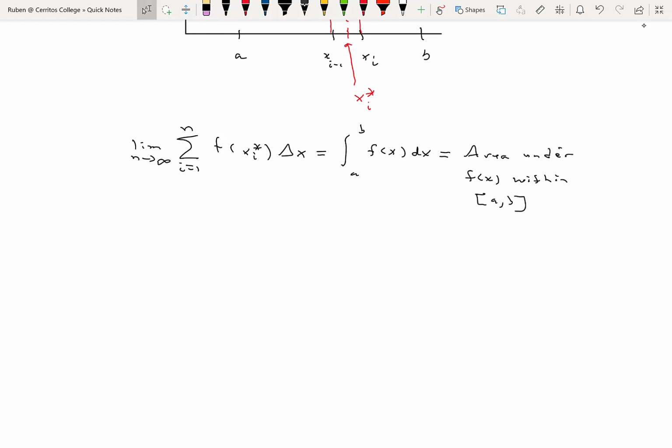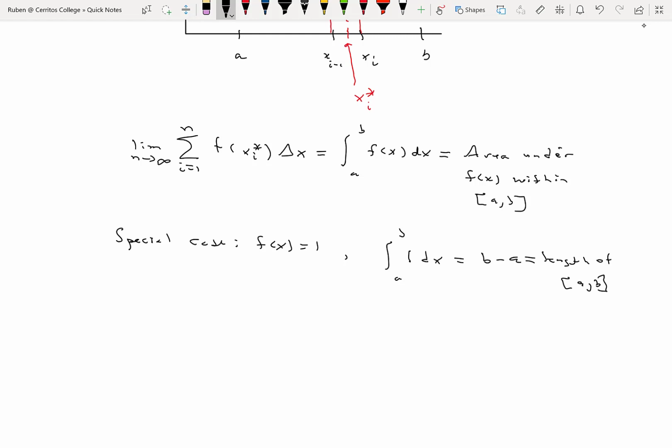Okay, that was the first application of the integral for you. Something to note is that we have a special case. If f of x equals 1, then our integral from a to b of 1 dx is just the length of the interval, the length of the domain. This little special case is an important special case that will come up. In fact, it came up with double integrals.